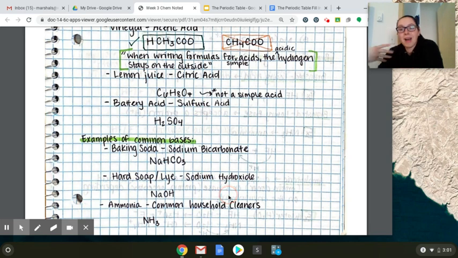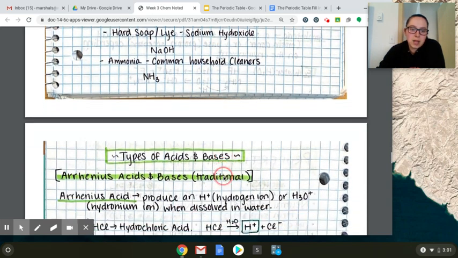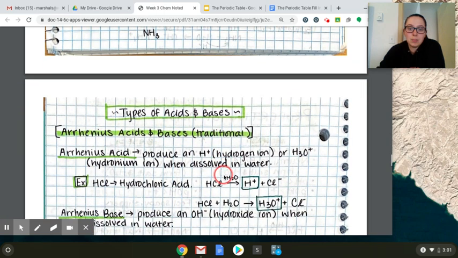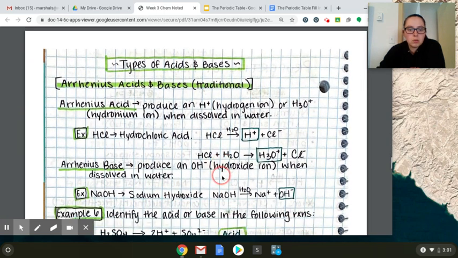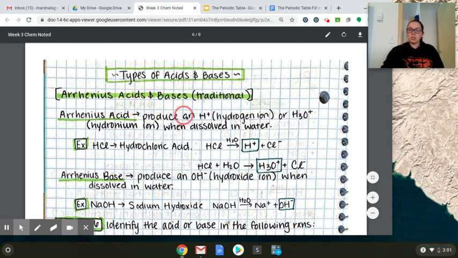So let's talk about how I know that. How do I know what's an acid and what's a base? Well, there are two definitions. There's three technically in the chemical community, but we're only going to talk about two of them. The first one is this really traditional model of acids and bases, and that is an Arrhenius acid and base. I'm going to scroll all the way down until we get our example. So in our traditional model, an Arrhenius acid is something that produces an H plus or hydrogen ion, or an H3O plus, which is considered your hydronium ion, when dissolved in water.